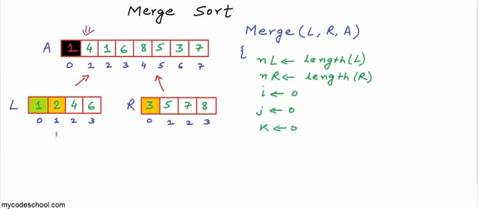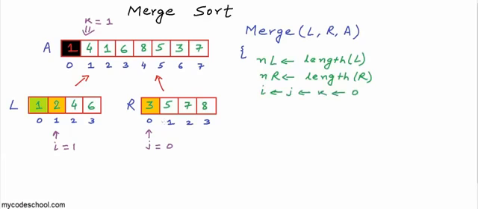Let's say i will mark the index of the smallest unpicked in L, j will mark the index of the smallest unpicked in R, and k will mark the index of the position that needs to be filled in A. For our example here, at this stage we have i equals 1, j equals 0 and k equals 1, because we have already filled one element at index 0 in A. But we will start with all three, i, j and k, as 0.